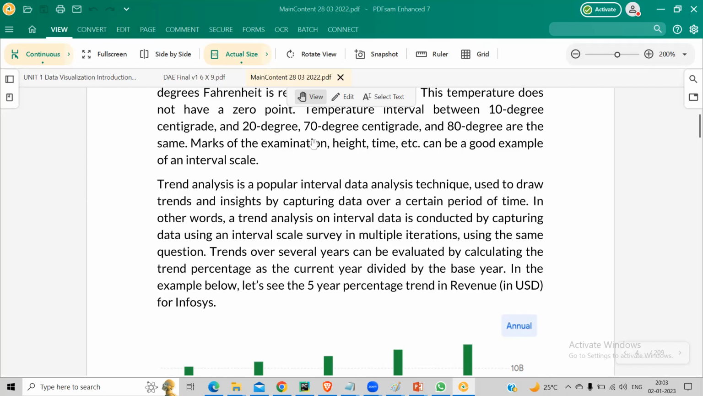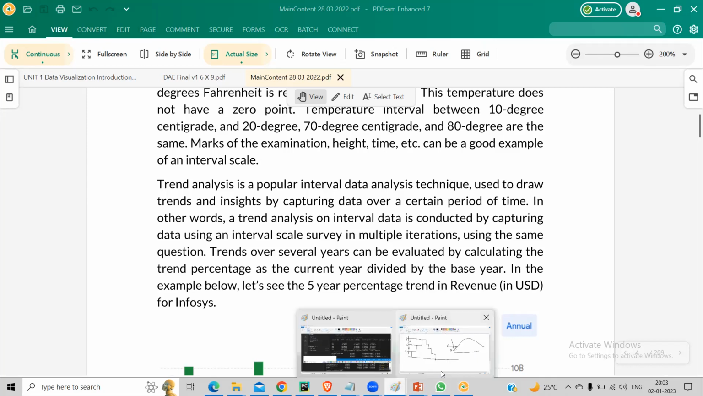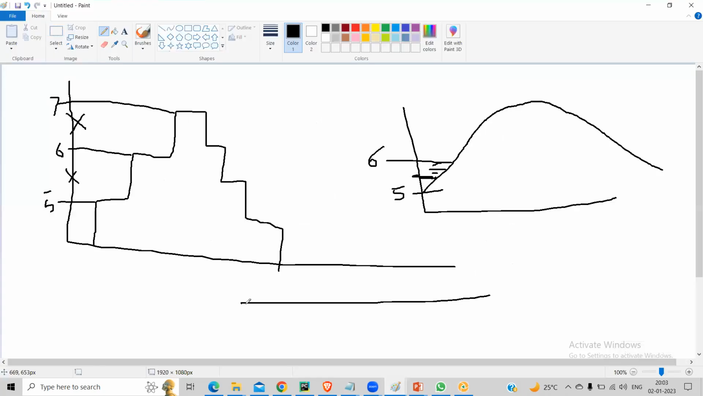That is called interval data. When you draw a line, if this is 0 and this is 100, and I get 30 here, the distance from 0 to 30 will be the same as from 30 to 60 also, isn't it? So it's called equal interval, right?